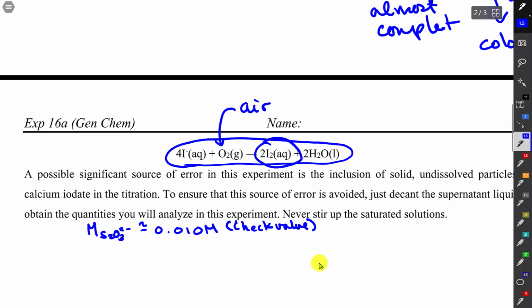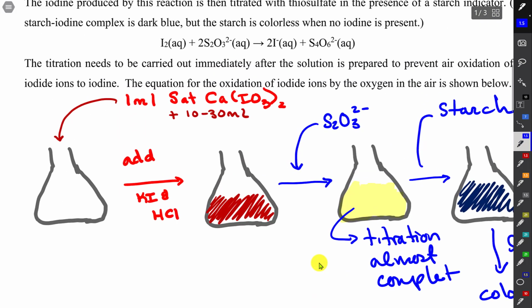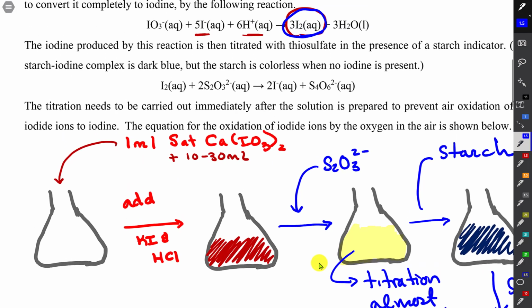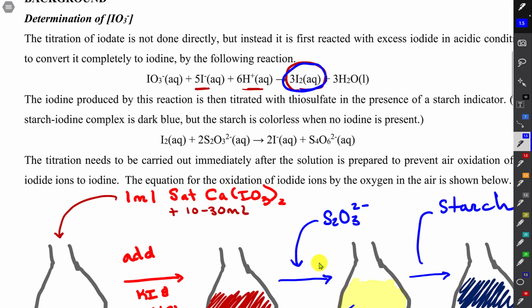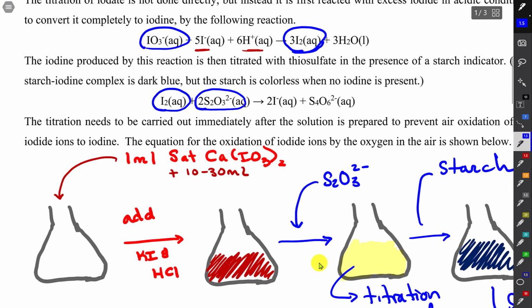All right, now you have to notice there's a couple of stoichiometries we have to use here. It's similar to the kinetics lab, but it's 2 moles of thiosulfate for every iodine, and then 3 moles of iodine up here for every 1 mole of iodate.